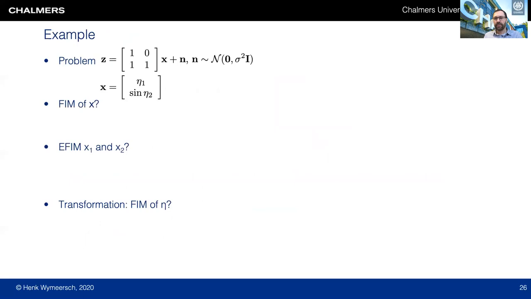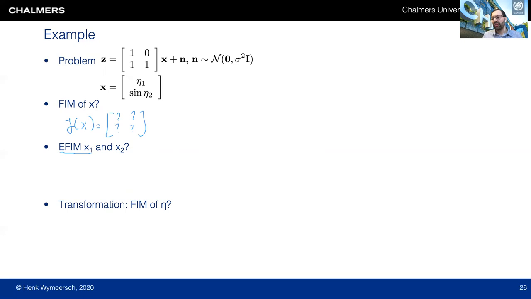So let's suppose you have this problem. You observe Z, which is a matrix here, 1, 0, 1, 1, times X, where X is a vector of length 2, plus noise, and this noise is white across all dimensions. I ask you, what is the Fisher information of X, so what is J of X, which is a 2 by 2 matrix? How can you compute this? Secondly, can you compute the equivalent Fisher information of X1 and X2 separately? And third, what happens if I want to transform from X to eta? What is the Fisher information of eta?